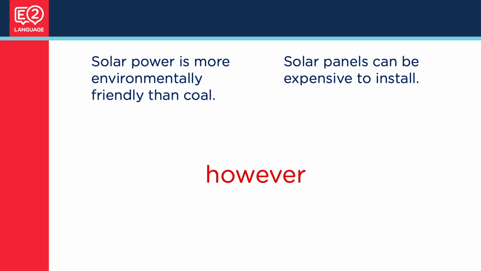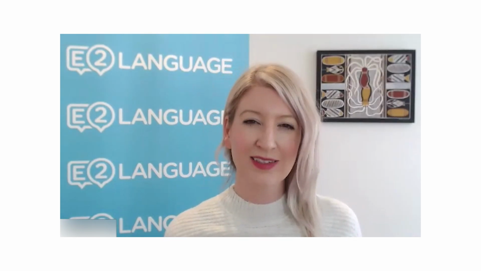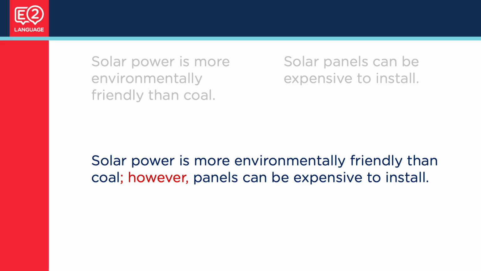So how do we use the word however? Let's find out. Here are the two sentences again, all about solar power, solar panels, but I want to show the relationship with this word however. There are actually many different ways to use however. So let's start with the first one, which is using a semicolon. Solar power is more environmentally friendly than coal, semicolon, however, with a small h and then a comma.